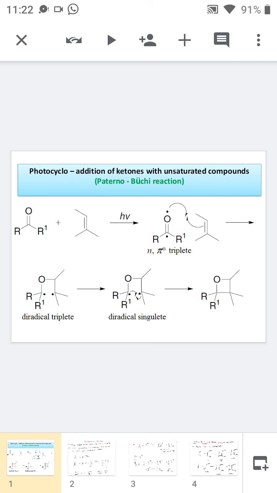See here, the diradical triplet I have shown at the bottom of the slide, and a diradical singlet is also formed. After that, the singlet radicals combine together and form a cyclic compound. See here, we will get a cyclic four-membered ring in which one of the members is oxygen, and all the other vertices of the ring are carbon, and it is substituted.